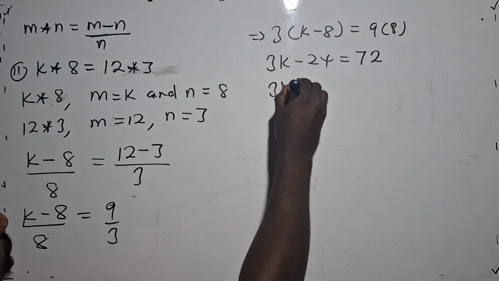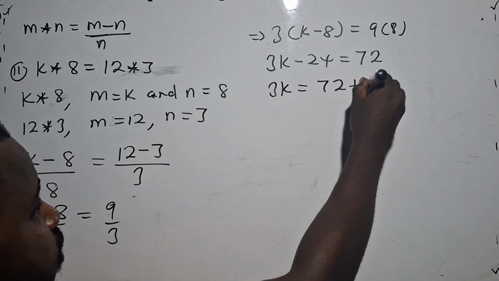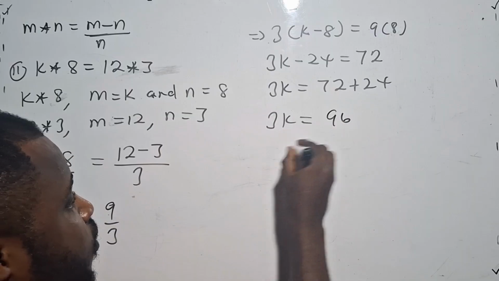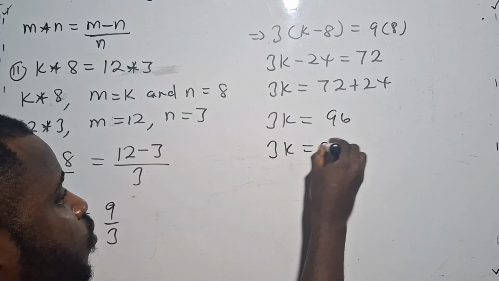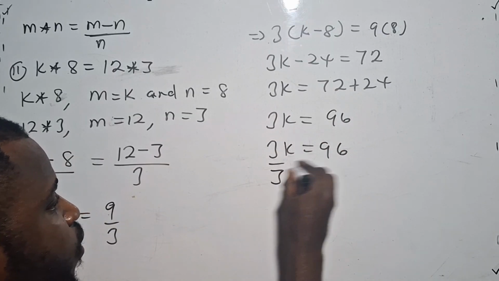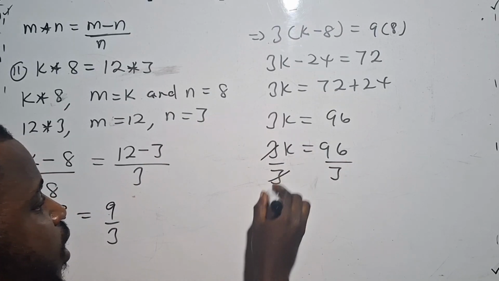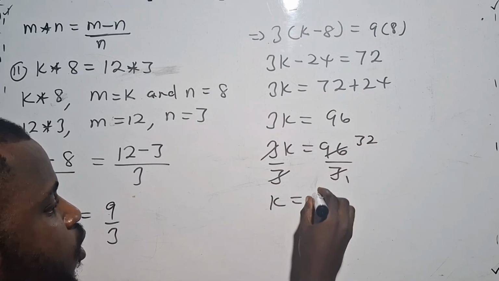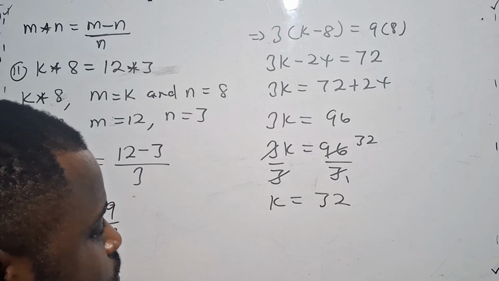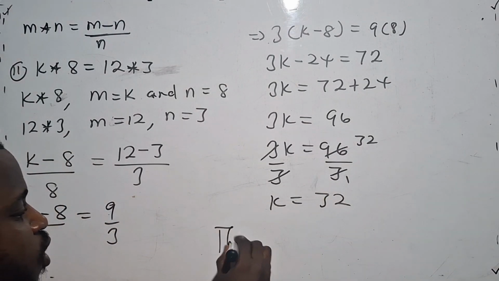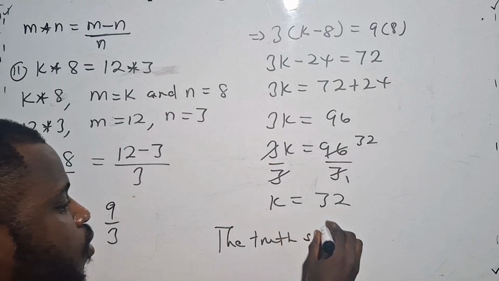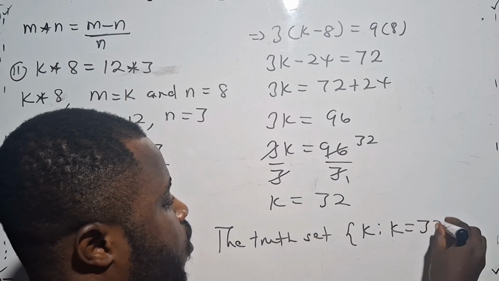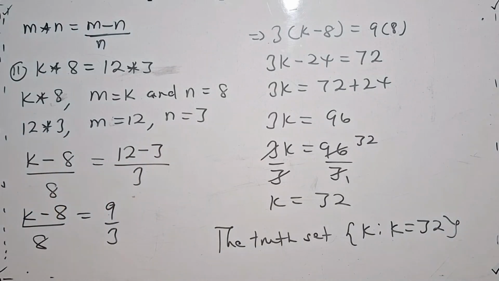So I have 3k, I have to group like terms, 72 plus 24. So I have my 3k. So I have to divide both sides by 3. You will divide here 1, you will divide here 32. So this has given me 32. So the truth set is k such that k is 32 as the answer.